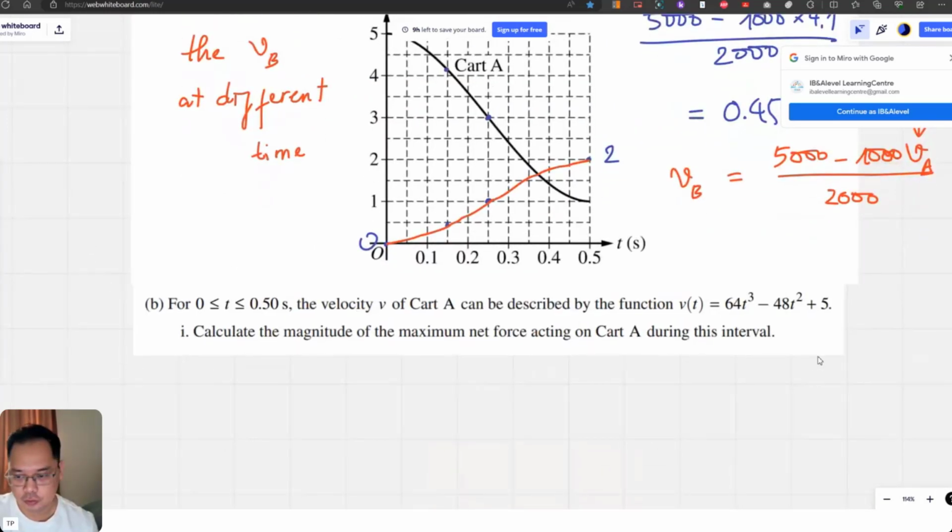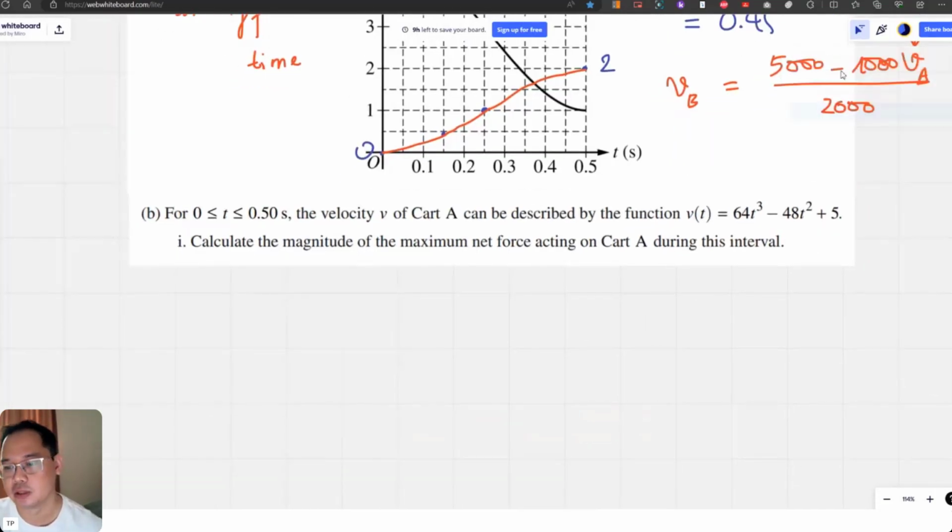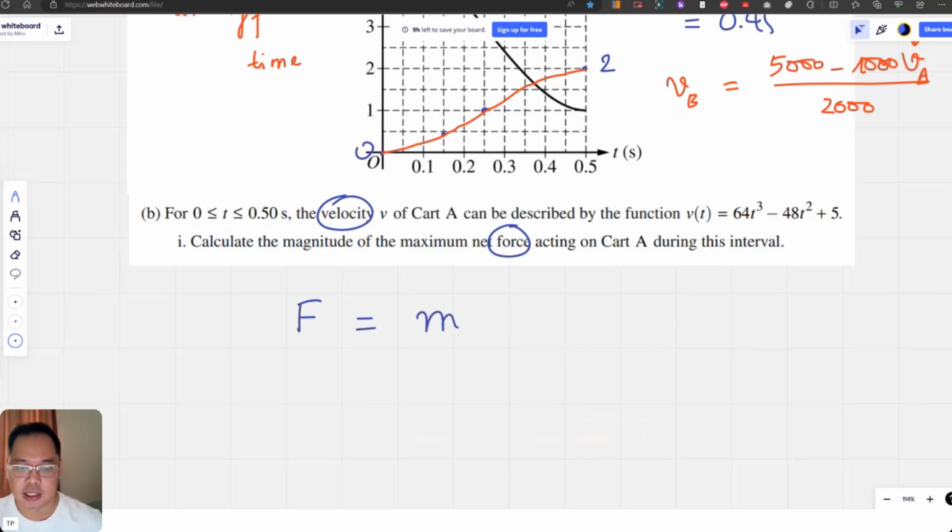Question B. For the time from 0 to 0.5 seconds, the velocity of cart A can be described by the function here. Calculate the magnitude of the maximum net force acting on cart A during this interval. The question is force. How does the force relate to the given velocity function? Force is mass times acceleration. And what is the relation between acceleration and velocity? Derivative of velocity, dv over dt, is acceleration, and then times the mass to get the force.